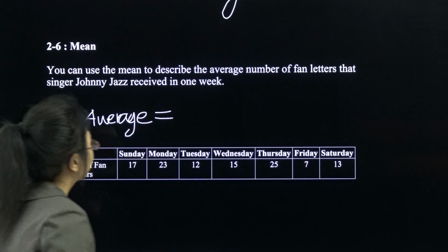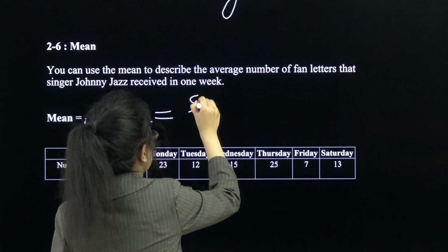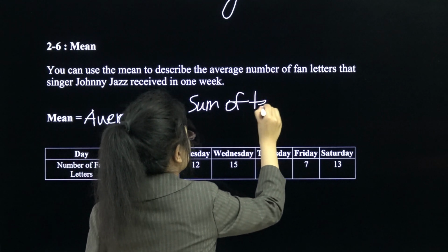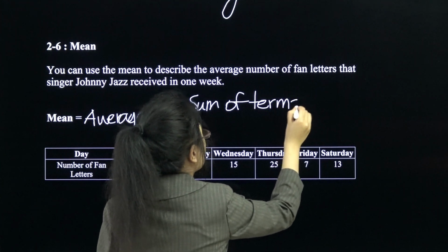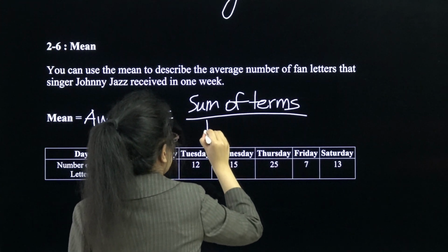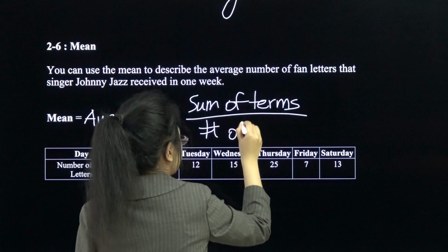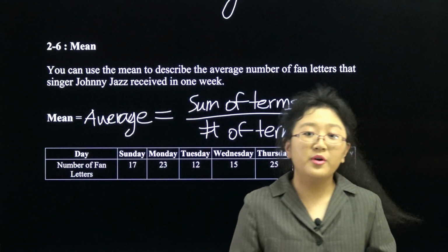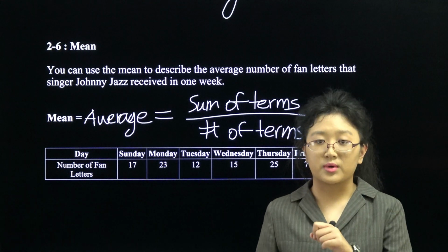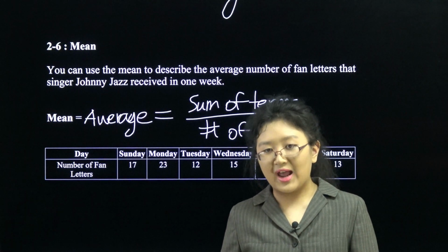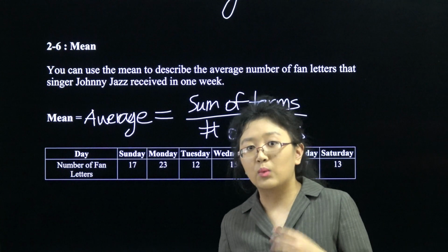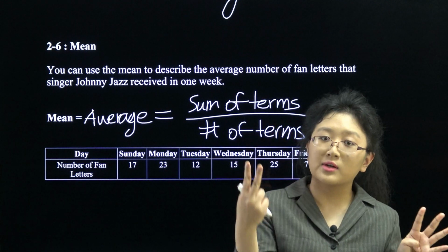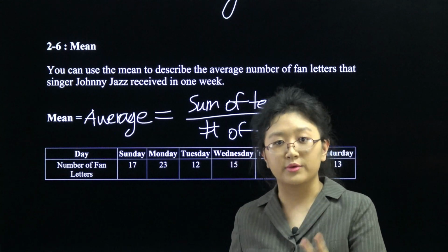equals sum of terms divided by number of terms. An example of this would be 1 plus 3. So the average of it is 2 because 1 plus 3 equals 4, and then 1, 3, that's 2 terms. 4 divided by 2 is 2.